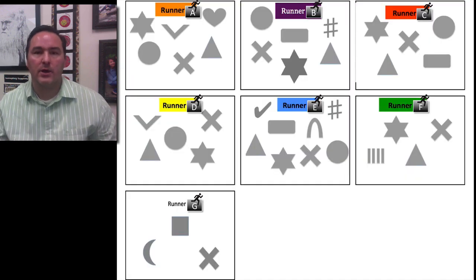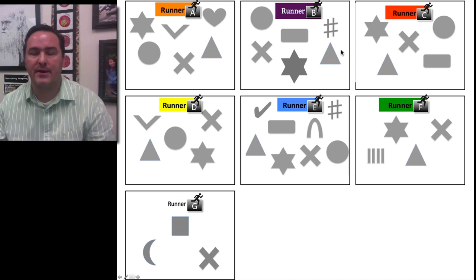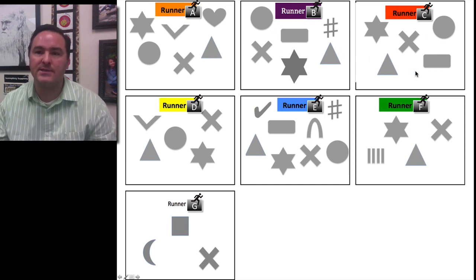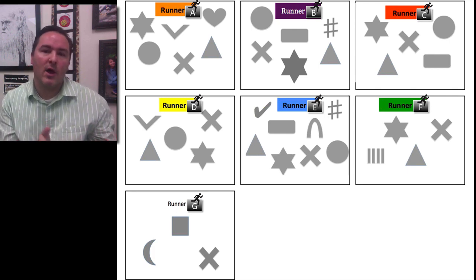Okay, so here are their cards. We have runner A, who ended up having a star, a circle, a V, an X, a triangle, and a heart, right? And runner B had this set of stamps, and runner C had this set of stamps, and so forth. So the question is, from just the evidence of the stamps, can you determine what the pathway was in the forest?